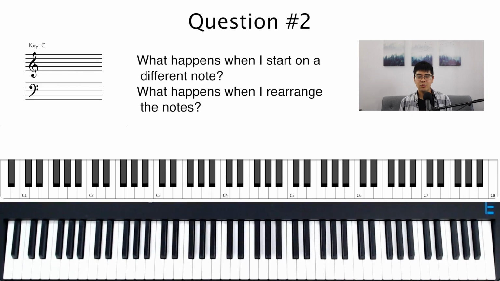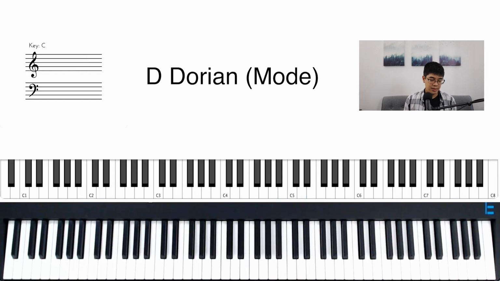Now, the second question is, what happens when I start on a different note? What happens when I rearrange the notes? So for instance, on the C major scale, instead of starting on C, what if I start on D and still play the C major scale? I would get something called D Dorian, and it's a mode. So it has this kind of characteristics.